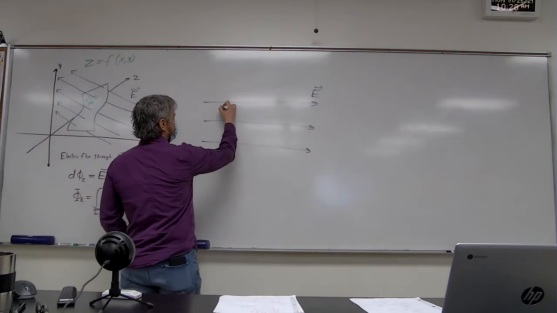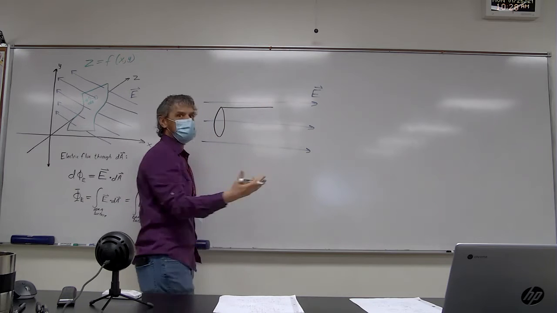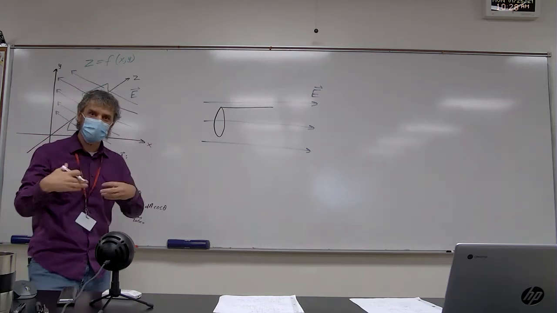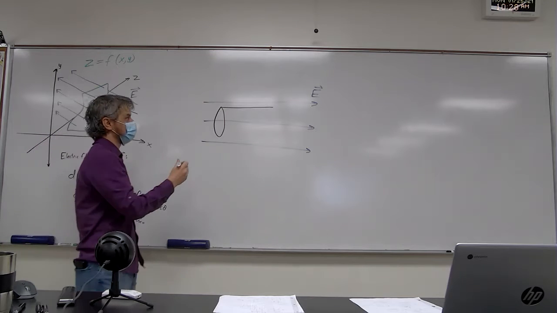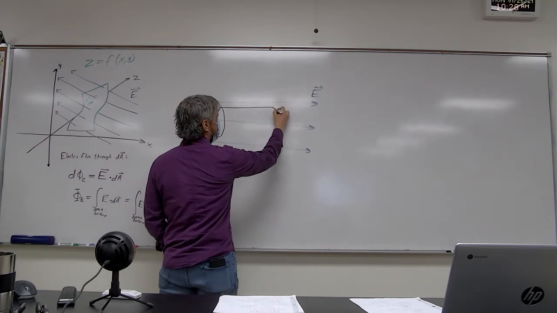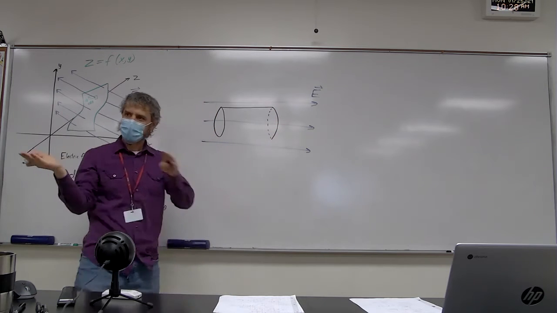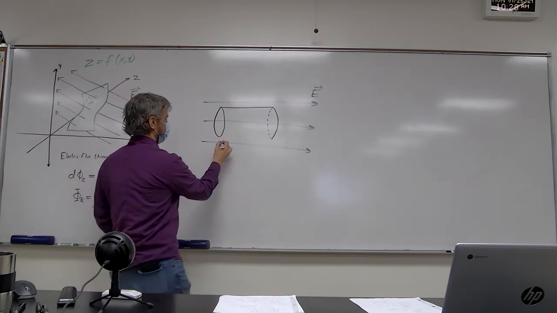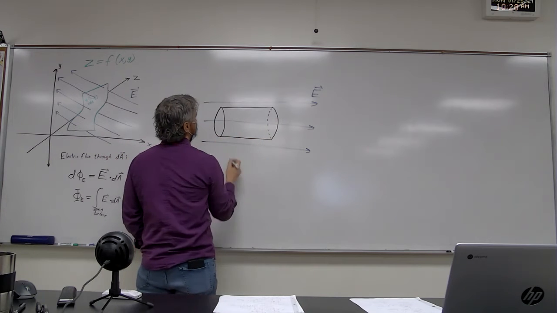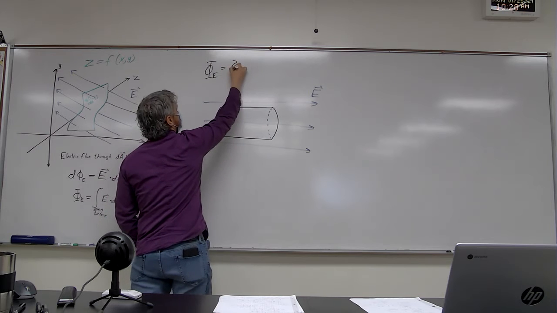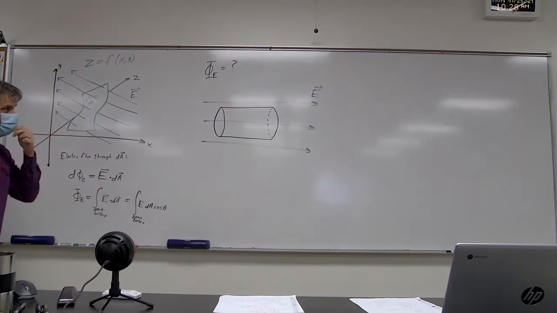Let's say I take a cylinder and I place that cylinder. Whether it's real or imaginary doesn't matter. It could be imaginary, as long as it doesn't affect the flow of electric field lines through it. We take this cylinder and we put it in the electric field so that its axis is parallel to the electric field lines. And we want to know the amount of flux passing through that cylinder.